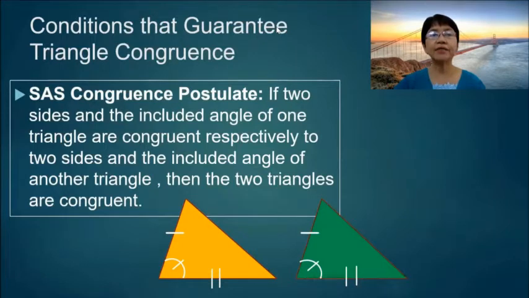Next, we have the side-angle-side congruence postulate. If two sides and the included angle of one triangle are congruent respectively to two sides and the included angle of another triangle, then the two triangles are congruent. Look at the figure below. The two sides here include the corresponding angles, which are also congruent. So we can say side, angle, side of one triangle are congruent respectively to the side, angle, and side of another triangle. Thus, we can assume the congruence between the two triangles.